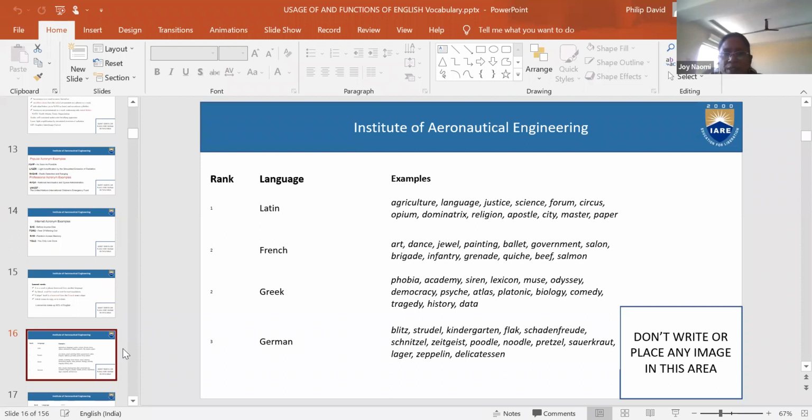The words that English has borrowed from French: art, dance, jewel, painting, ballet, government, saloon, brigade, infantry, grenade, quiche, beef, salmon. These are French words, so though we are using them in English, you have to use the same pronunciation that is there in French. So all of you know ballet, they don't say ballet, ballet dance. You remember? Yes, please continue.